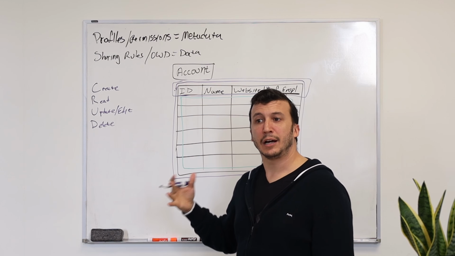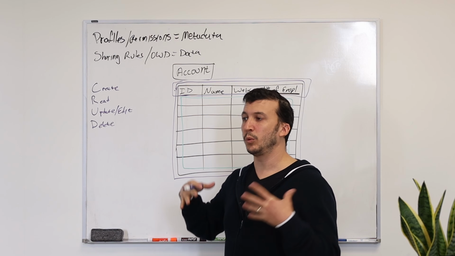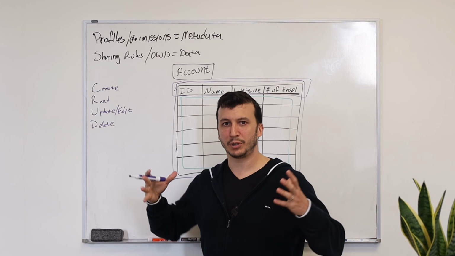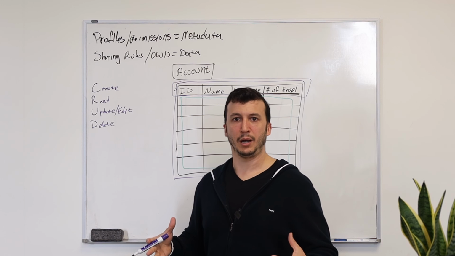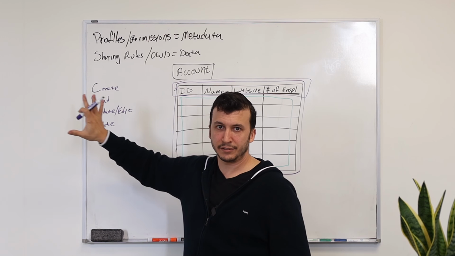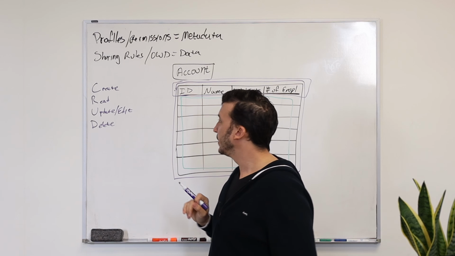As a whole, as an object. It doesn't get into the individual account records. It says, what is the high level you can do with accounts? What is your general permissions to this object? Okay? And this is at the whole object level. This doesn't get into fields yet. That would be field level permissions, which we'll get into in a bit.